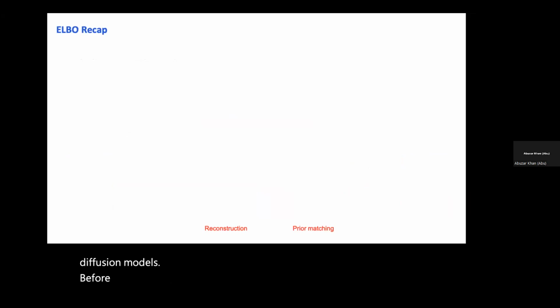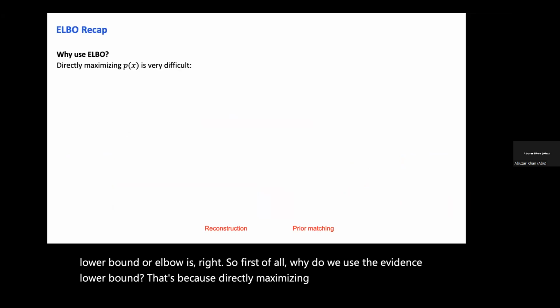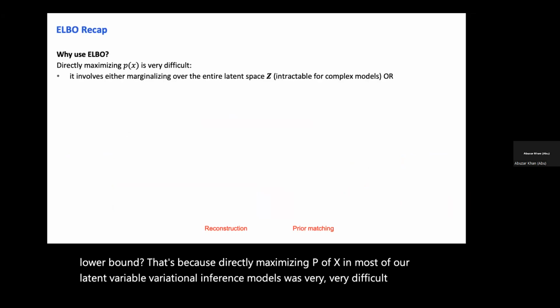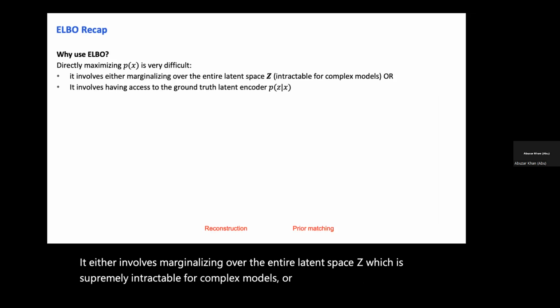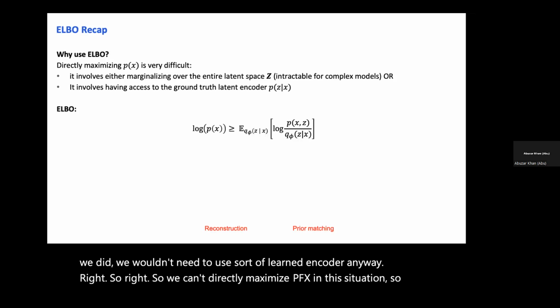Before we dive right in, we should recap what the evidence lower bound, or ELBO, is. So first of all, why do we use the evidence lower bound? That's because directly maximizing p(x) in most of our latent variable variational inference models was very difficult. It either involves marginalizing over the entire latent space z, which is supremely intractable for complex models, or you end up having to access the ground truth latent encoder, which of course we don't have. I mean, if we did, we wouldn't need a learned encoder anyway. So we can't directly maximize p(x) in these situations, and we use the evidence lower bound instead.